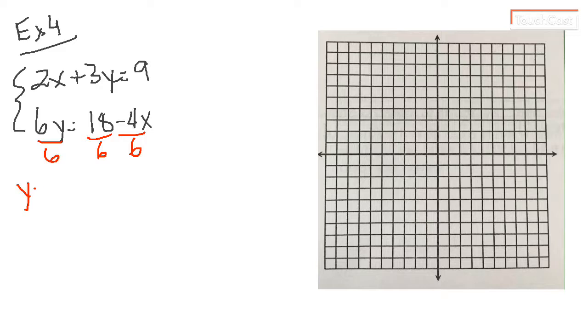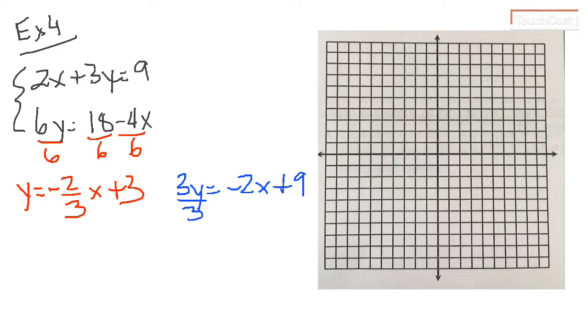So I'm going to have y equals -4 over 6, which can simplify to -2 over 3, x, and 18 divided by 6 is 3. So we've got -2/3 x plus 3, and then we'll solve the other one. We're going to subtract 2x first, so we'll have 3y equals -2x plus 9, and then we can divide everything by 3, so we're going to get y equals -2/3 x plus 3. Well, these two equations are the same.